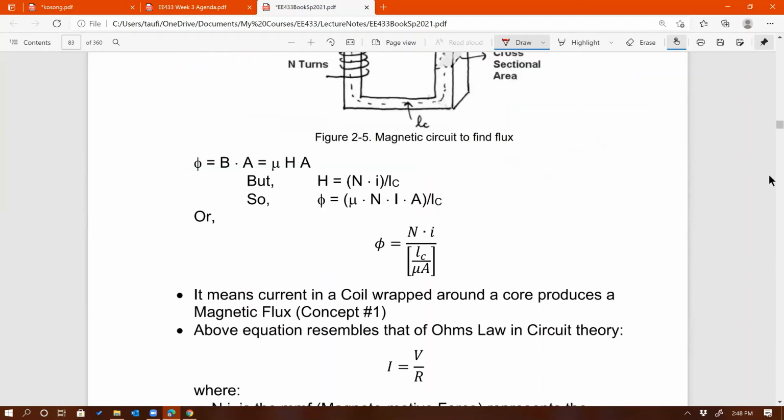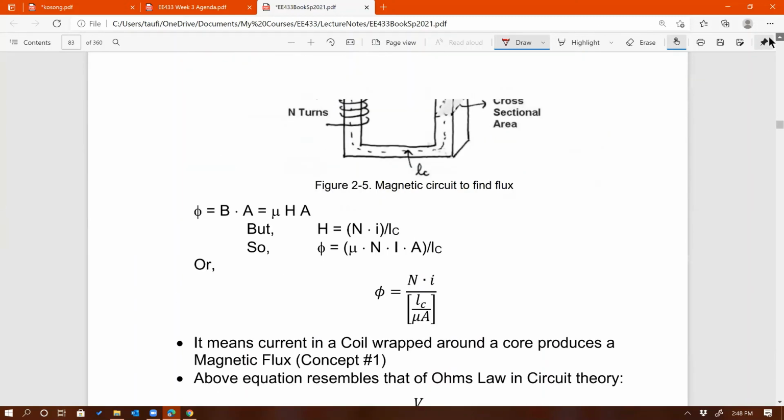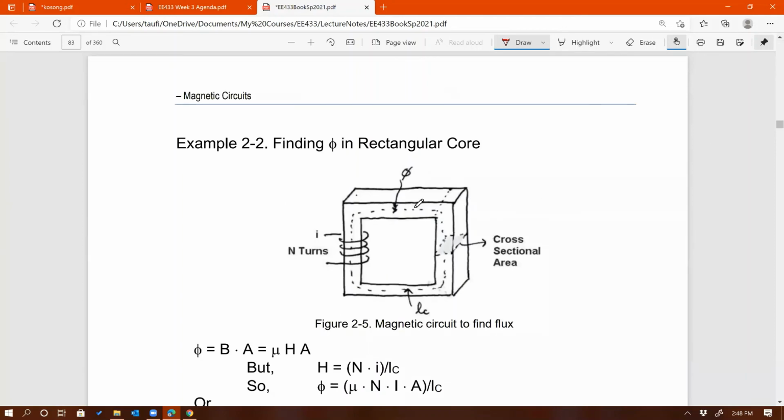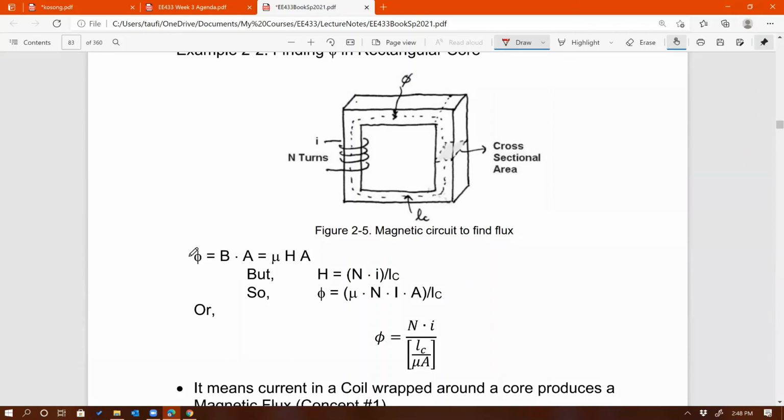If not, what else do I have here? Finding flux in the rectangular core. So the equation for flux is equal to B times A. B is flux density. A is the cross-sectional area of the core, which is right there. Sorry for my bad drawing here. I tried to draw this myself. Maybe next time I'll just use Visio to do this.